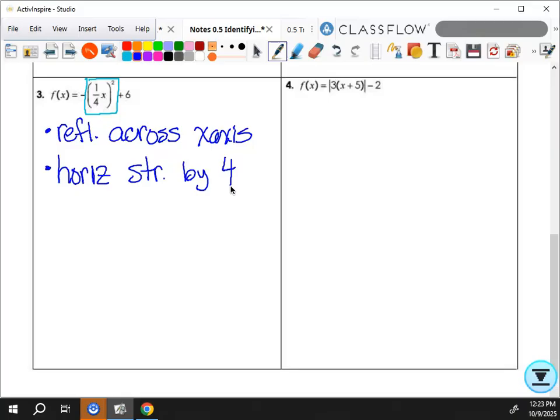Are we all good with that? Questions? Ask me questions if I need to clarify anything or you're confused. If you're confused, it's okay. We'll fix it. All right. Then I move on to the 6. That's on the outside. So am I going up or down? Up. Go up 6.